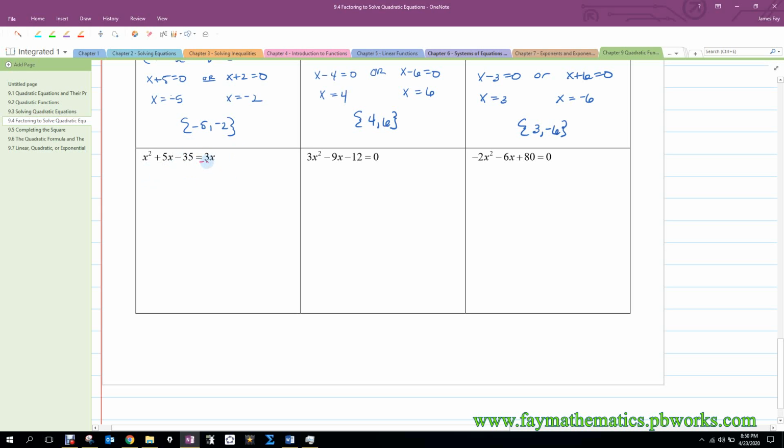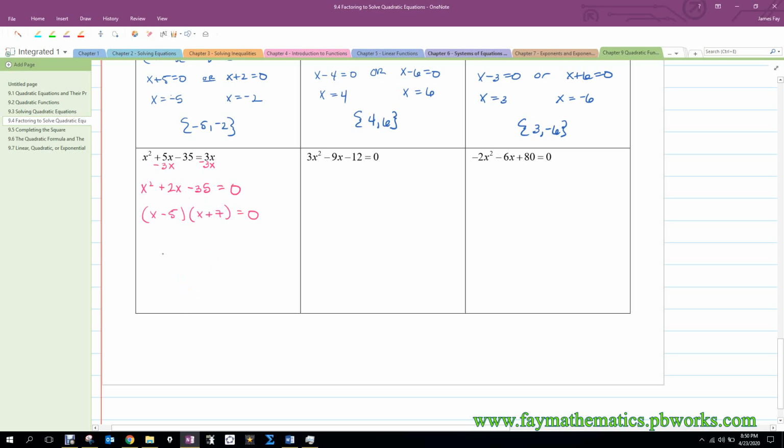So I'm going to subtract 3x. Now I've got to find the like term that 3x goes with. So it'd be that one. So I have x squared. 5x minus 3x is positive 2x. And then my minus 35 is equal to 0. After that first step, it's the same exact thing as before. Two numbers that multiply together give me negative 35, and add to give me 2. So that's going to be x minus 5 and x plus 7.